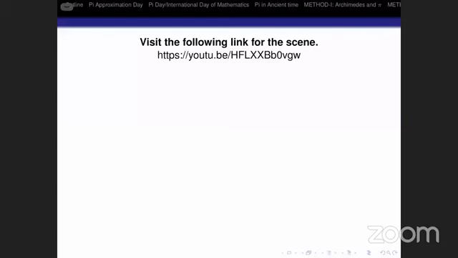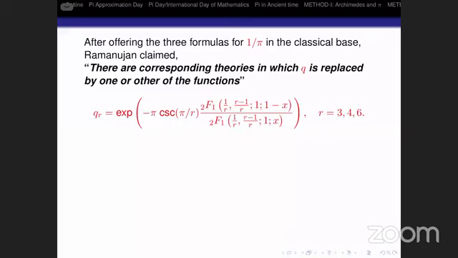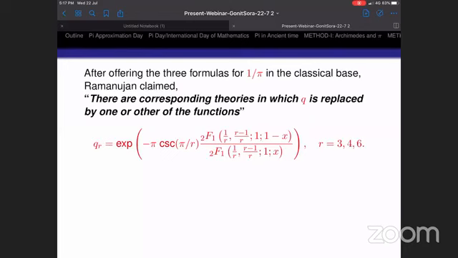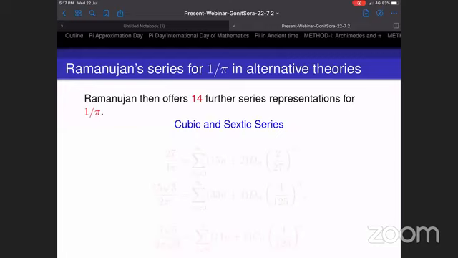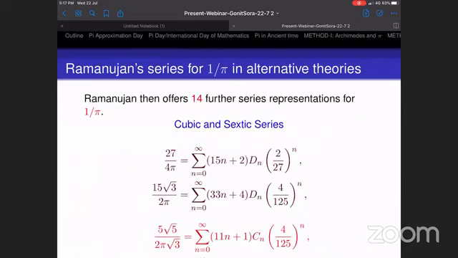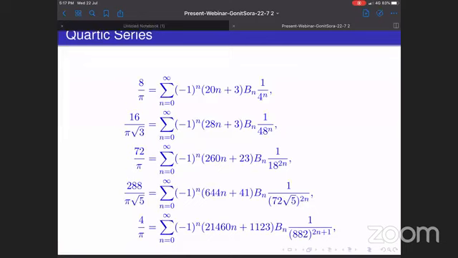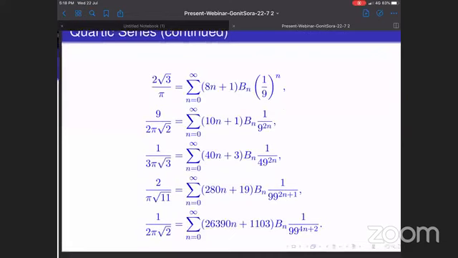And after offering the three formulas of 1 over pi in the classical base, Ramanujan claimed that there are corresponding theories in which q is replaced by one or the other of these functions. You see that this is cosecant of pi over r, where r equals 3, 4, and 6. And in the classical case, r equals 2. So these are the alternative theories that Ramanujan was talking about, corresponding to r equal to 3, 4, and 6. And these are the cubic series, this is the sextic series, and this is the quartic series. So there are 3 plus 14 new series for the corresponding theories.